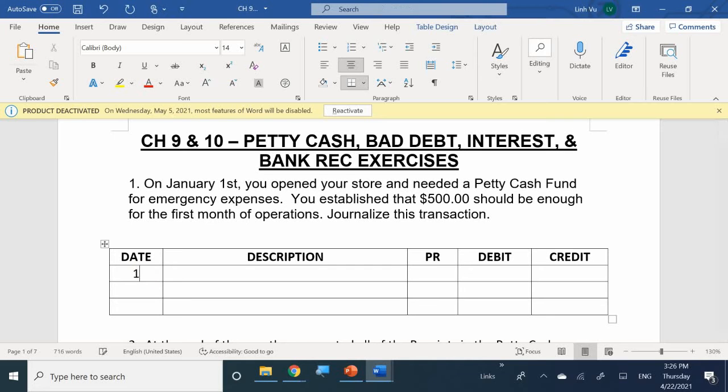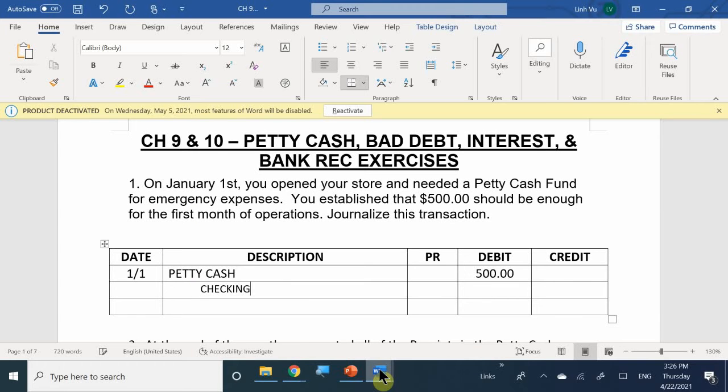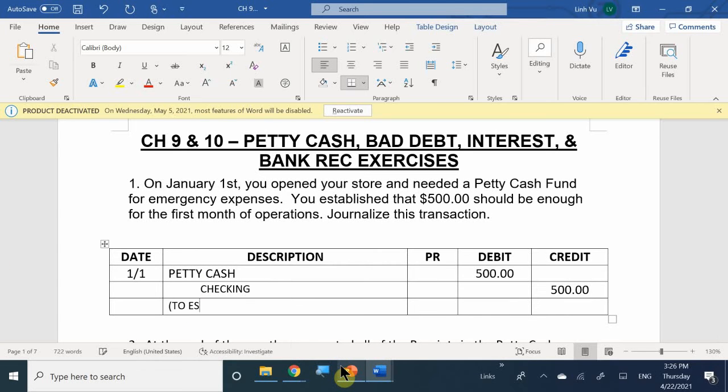Petty cash, 500. Good. What else? Checking. Yes, checking, 500. And once again, if you would like to make a description here, you could say to establish petty cash fund. Good.